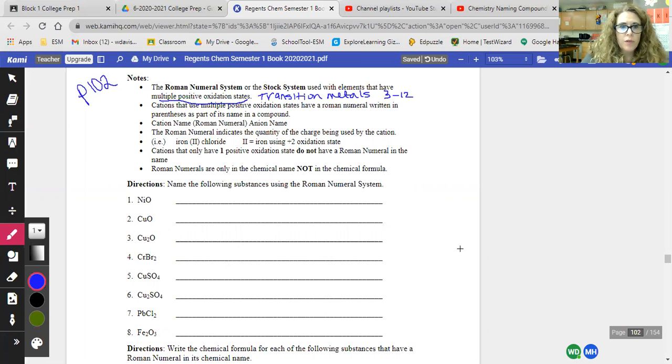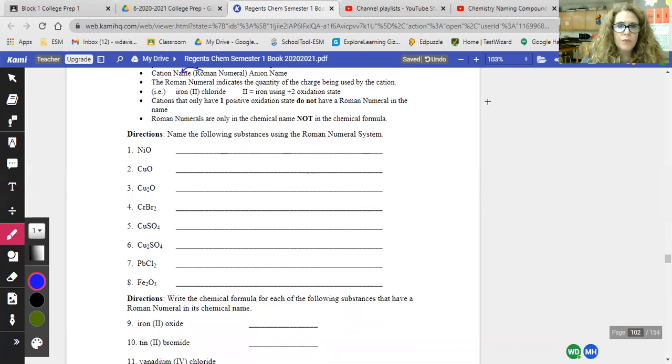So again, let's go through here. The cation always keeps its name. The Roman numeral is going to be the charge of the cation. It will not be the subscript of the cation or the metal. And then cations that have a positive 1 oxidation state do not have a Roman numeral in the name. All right, so Roman numerals are only in the chemical name and not in the chemical formula. Okay, so let's get started.